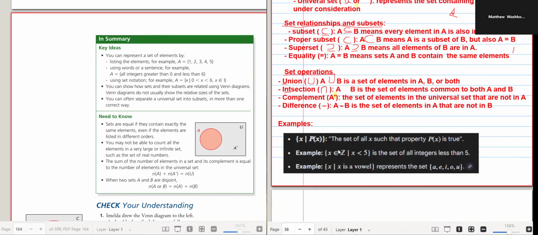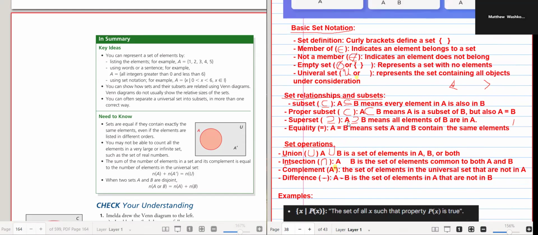And then here are just some examples. Okay, so get that all down. Pause the video, come back to it, and then we'll actually learn this stuff. Okay, so 3, 2, 1.